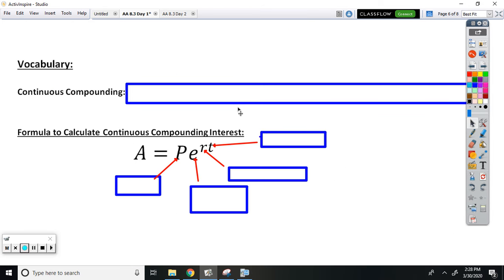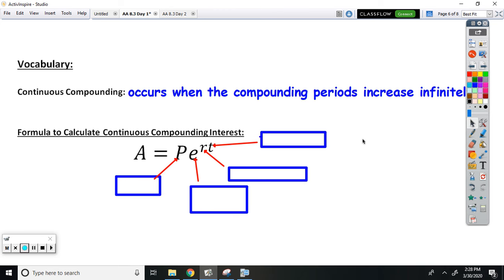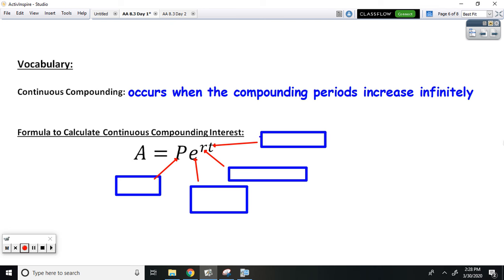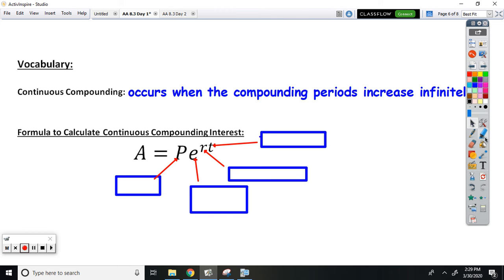All right, our last one is continuous compounding. This occurs when the compounding periods increase infinitely. So it's not just being compounded every day. If it's being compounded continuously, it's being compounded every second of every day. So it's the most frequently it can occur. I always say, a little saying, whenever you see compounded continuously, use the formula that has the E in it.